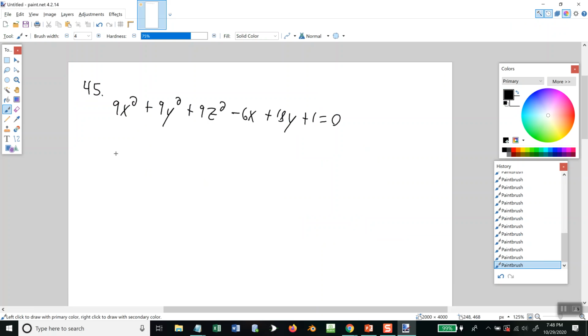Okay, so to get this into our standard form, what we're going to do is we're going to group the x's together. So 9x squared minus 6x. We're going to group the y's together. 9y squared plus 18y. Group the z's together. 9z squared. That's the only one we have there. And we'll take the number over to the other side.